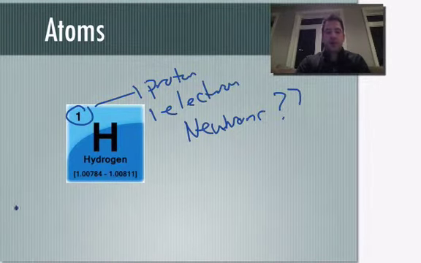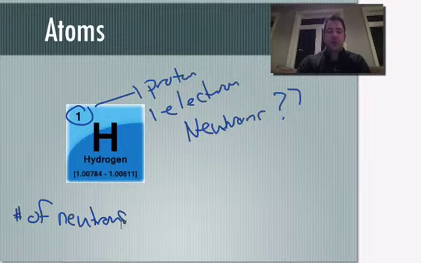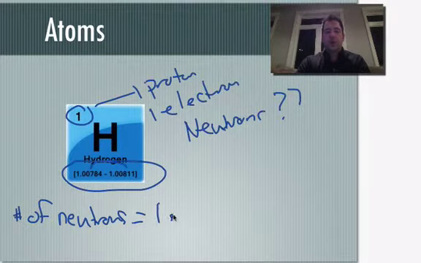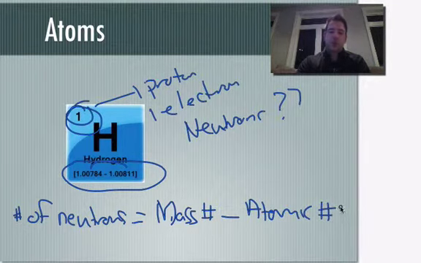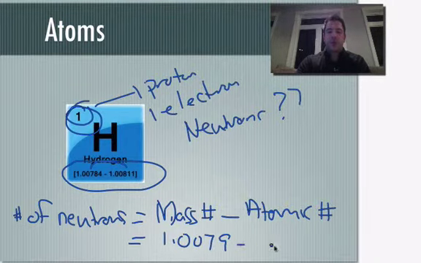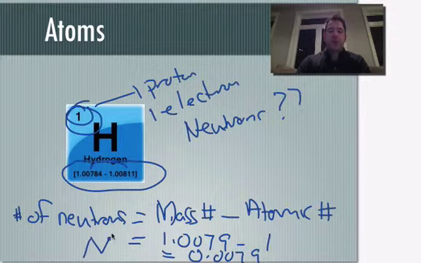Well, we're going to take the number of neutrons, pretty simple. The number of neutrons is going to equal the mass number, right down here, subtracted by the atomic number up here. And that's going to tell us the number of neutrons. So the mass number is 1.0079 minus 1, which equals 0.0079. So that's how many neutrons.